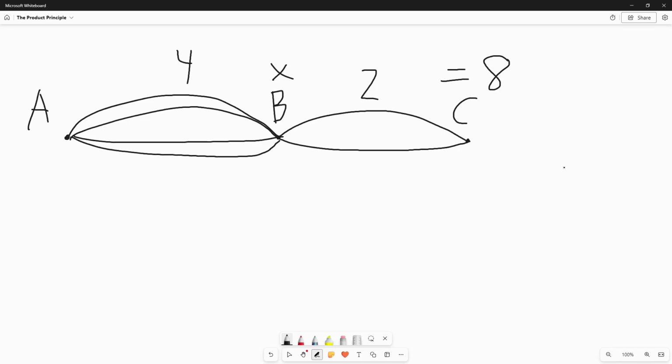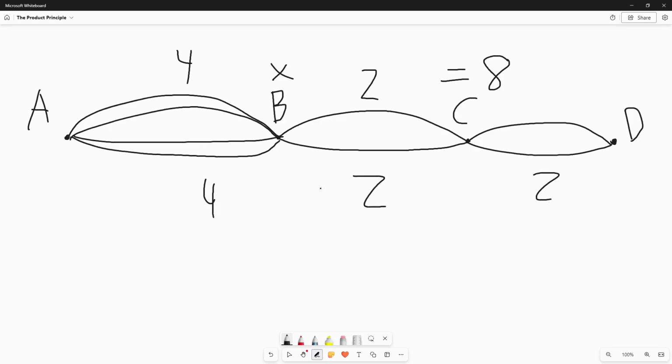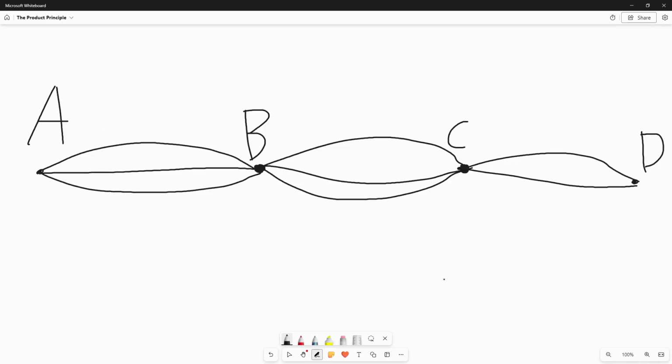For example, if we have another point over here labeled D, and say we had another 2 paths leading to it from C, then all we need to do is 4 times 2 times 2, because there are 2 paths from C to D, and calculate that. So the product principle can work with anything that has 2 or more operations. Now let's do an example.